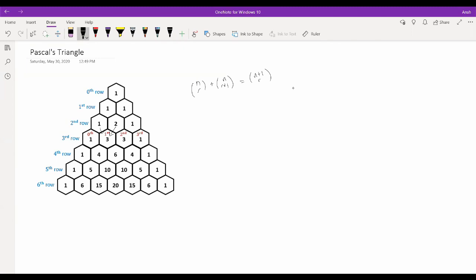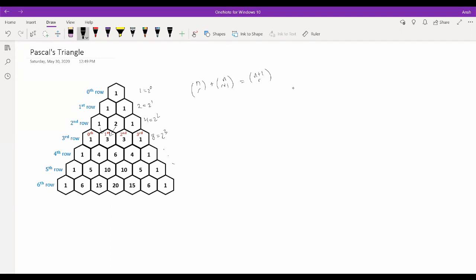Another property is that the rows of Pascal's triangle each sum to 2 to the n, when you're on the nth row. So if you look at the 0th row, you have 1, which is obviously equal to 2 to the 0. If you have the first row, you have 1 plus 1, which is 2 to the 1. The second row is 1 plus 2 plus 1, which is 4, which is 2 squared, and so on.